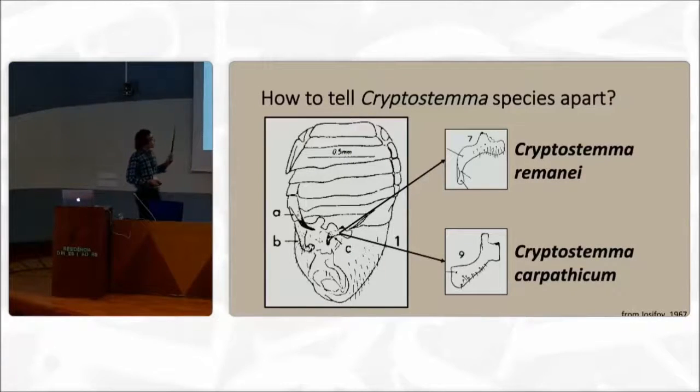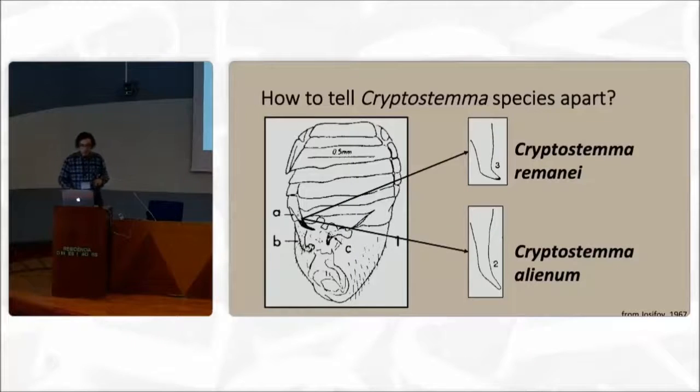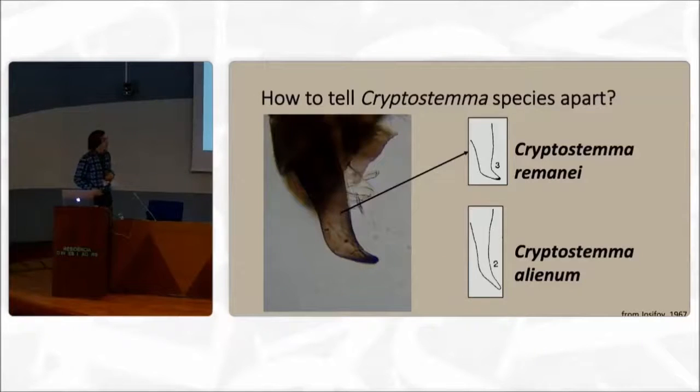Anyways, these structures are very handy when it comes to identifying Cryptostemma, because they can be reliably identified only based on the male genitalia. From Cryptostemma carpaticum, Cryptostemma rehmanni can be distinguished based on this paratergite 8. As you can see, the difference is quite noticeable. And more importantly, Cryptostemma rehmanni can be distinguished from Cryptostemma alienum based on the shape of the 6th abdominal paratergite. Here's a picture of what it looks like, and you can see that, again, the difference is quite noticeable.